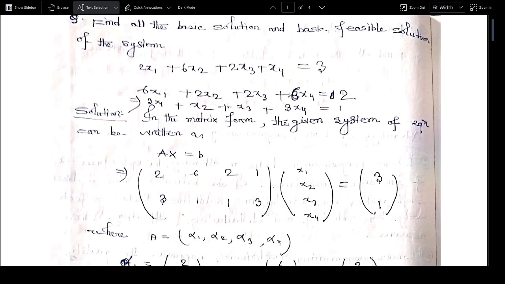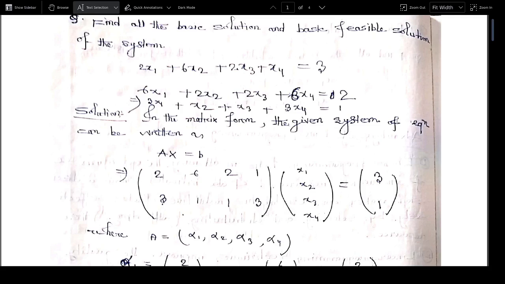Here, how many variables do you see? 4 variables. And how many equations? 2 equations. Right? So for finding the basic solution, suppose it is an m by n matrix. We can write this in matrix form. This matrix form is 2 by 4. It means for an m by n matrix, the number of equations is less than the number of variables. If m is the number of equations and n is the number of variables, then m is less than n.